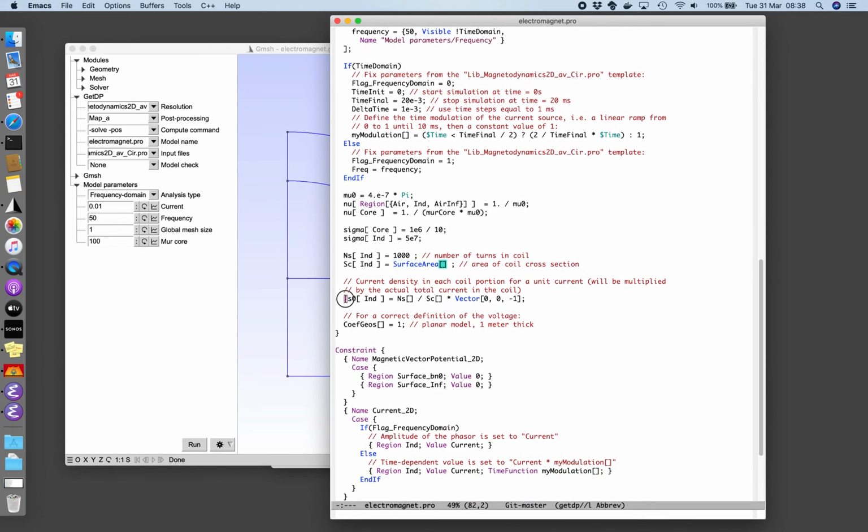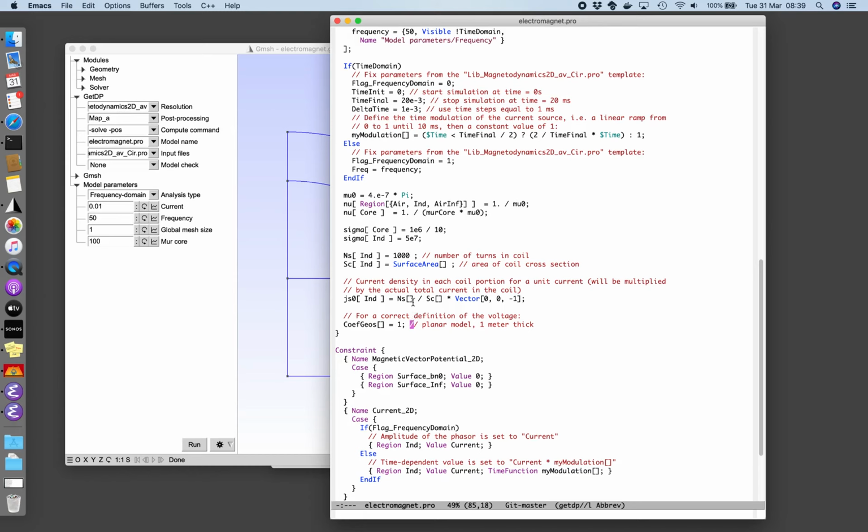We have our JS0, so the current density, which is the number of strands divided by SC times 0, 0, minus 1. So this is like our unit current density for unit current. And then we'll see that we'll multiply it with the actual current intensity later on. And then we have this geometrical coefficient. In the 2D case, this will be the depth or the thickness of the model along the invariant direction. So in our case here, along Z. And so here I leave it to 1, so it's going to be all calculations for a 1 meter thick model.